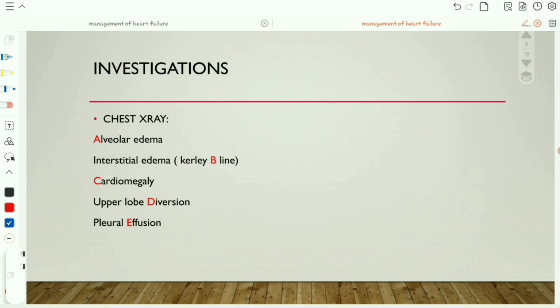So chest X-ray, we have the ABCDE: alveolar edema, Kerley B lines. Are you getting me? Then cardiomegaly, enlarged heart. Then you see upper lobe diversion. Then you can also see pleural effusion. Those are the likely findings that you may see on chest X-ray.